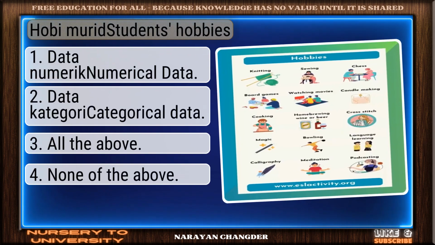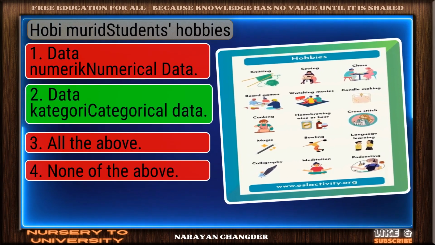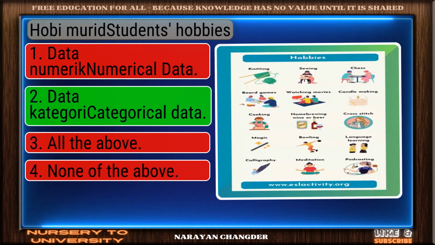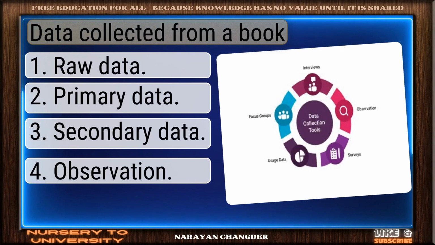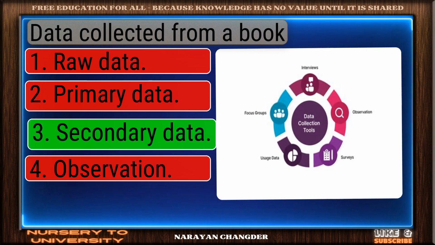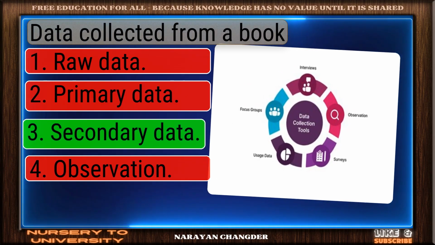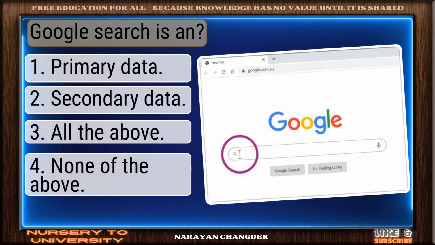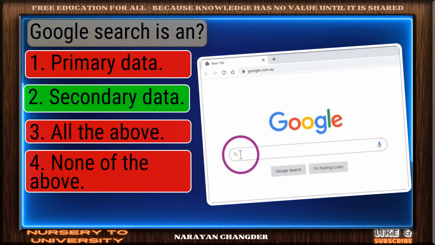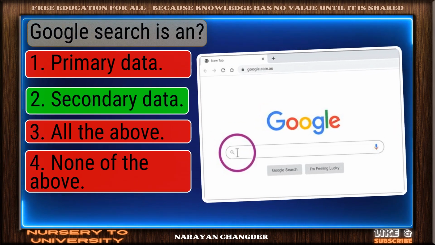Hobby mirrored students' hobbies. Well picked. Categorical data is the correct answer. Data collected from a book. Well picked. Secondary data is the correct answer. Google search is an. Excellent. Secondary data is a brilliant choice.